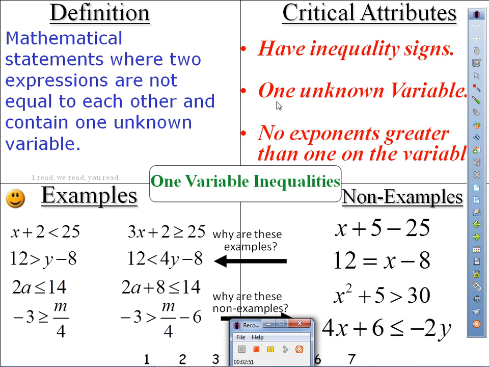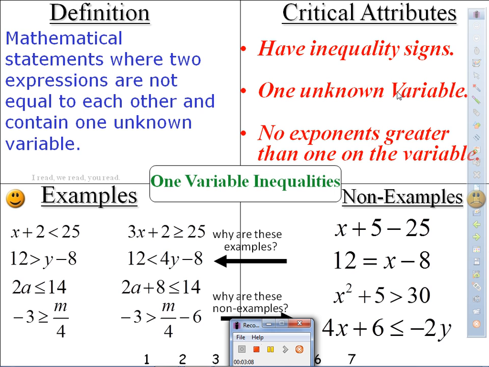So once again, the most important things to remember: have inequality signs, one unknown variable, no exponents greater than one on the variable. That's because we're going to look at these quadratics later on. Okay. So far we're good. One variable inequalities are expressions not equal to each other. They only contain one unknown variable.